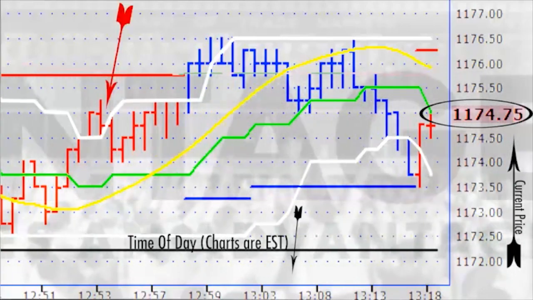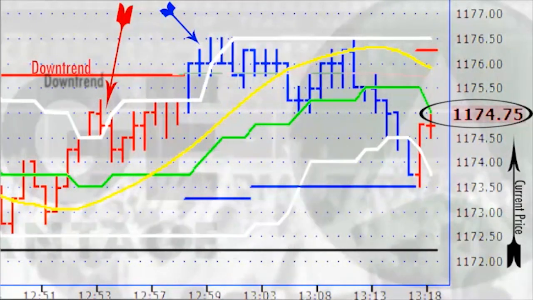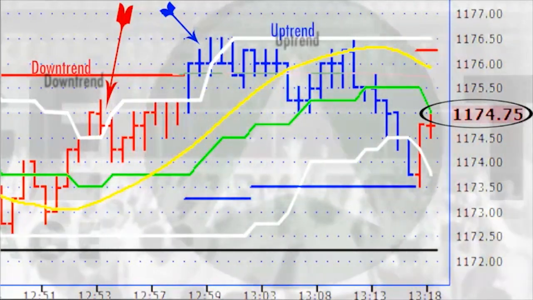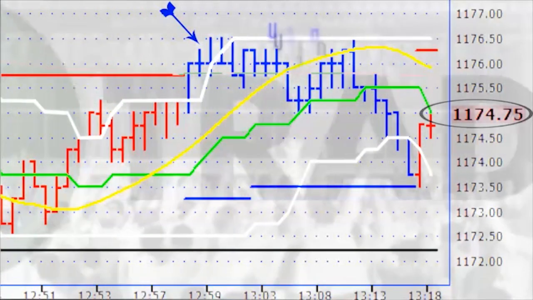The bars are colored red and blue. Red vertical bars indicate a downtrend, while the blue vertical bars indicate an uptrend. The colored bars are derived by Trading Advantage's proprietary algorithm.